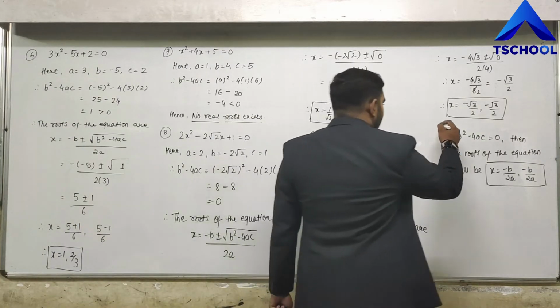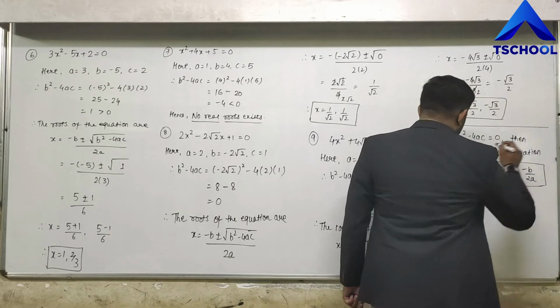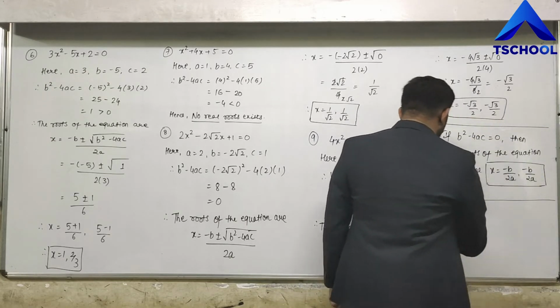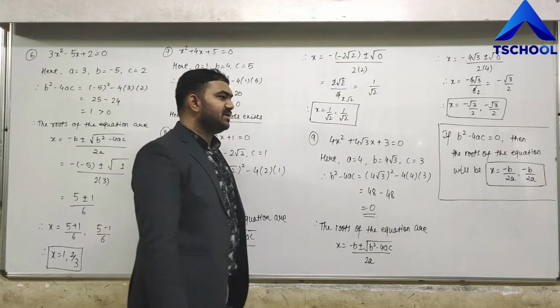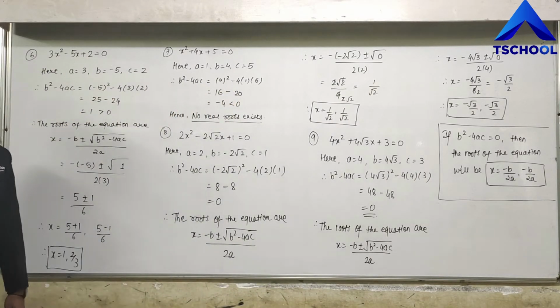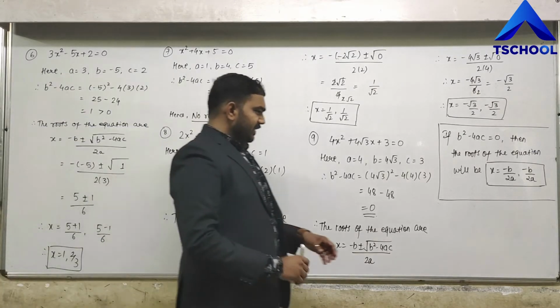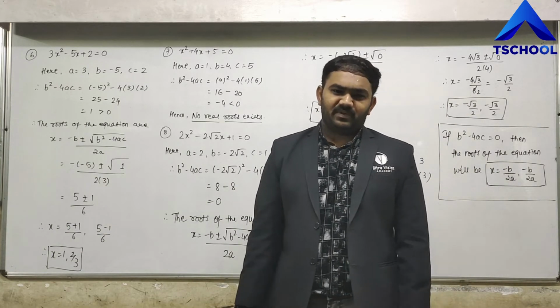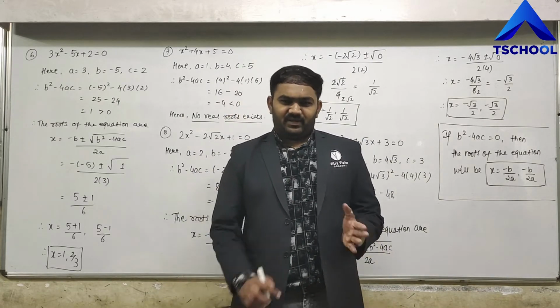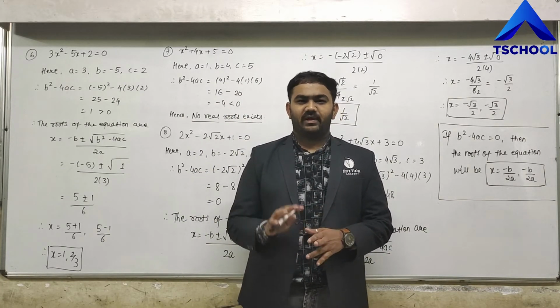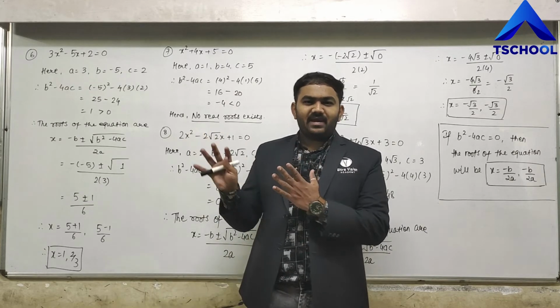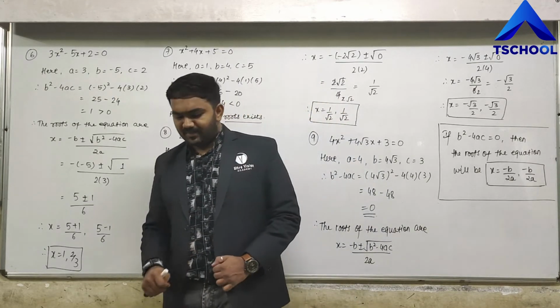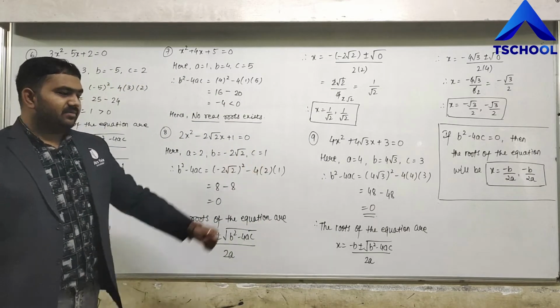So it becomes important to remember this: if the value of b square minus 4ac is equal to 0, then the roots of the equation will be x equals minus b by 2a, comma, minus b by 2a. Note that, friends, it is derived from the quadratic formula itself, where I have replaced b square minus 4ac with 0. That means minus b plus or minus root 0 by 2a. The plus or minus root 0 gets cancelled, and the remaining thing is minus b by 2a. So you will remember this, friends.